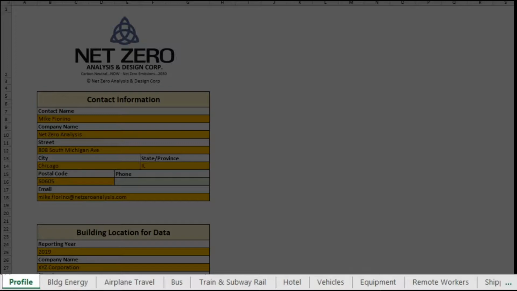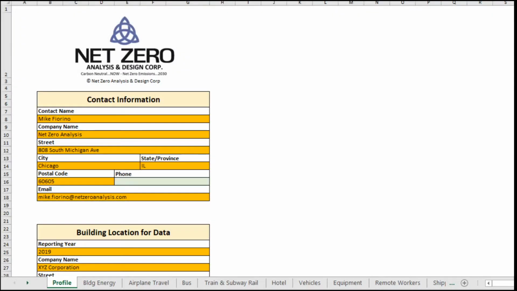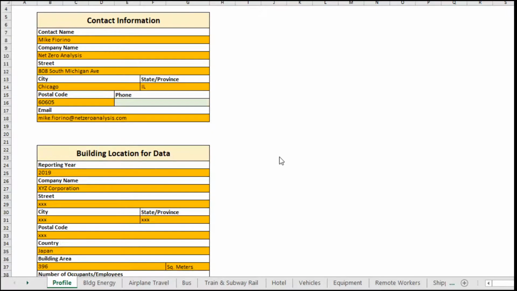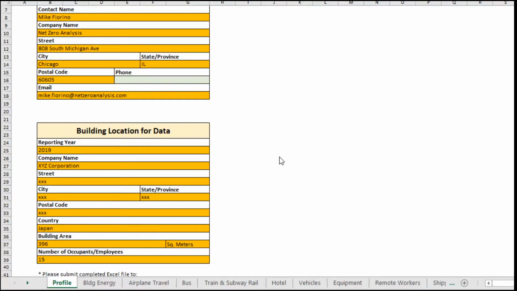For the website calculator, we'll be using the profile, building energy, airplane travel, bus, train and subway rail, hotel, vehicles, and equipment tabs. The profile section is fairly straightforward. We're asking for contact information, which I've already put in, and the building location for data. Now, the most pertinent information for us is the reporting year, and in our example, that's going to be 2019. The country for the building we'll be using is in Japan, and its area is 396 square meters.